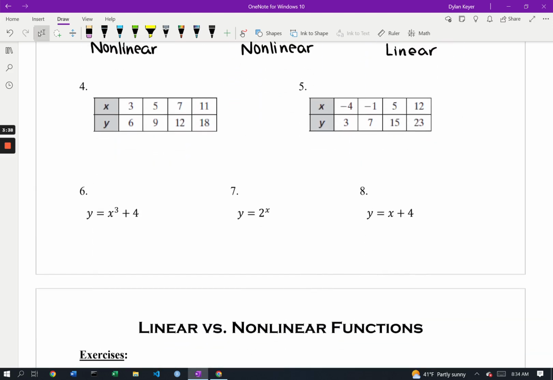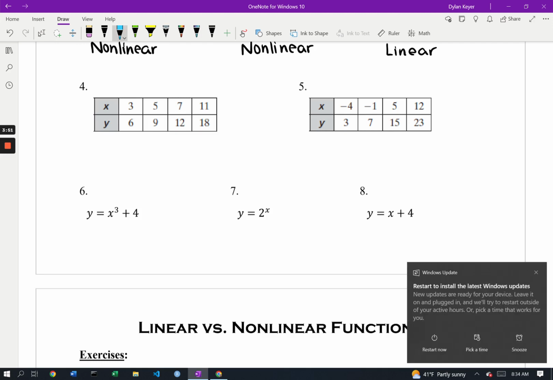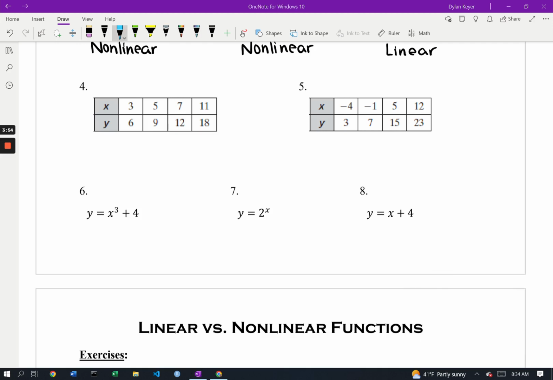For examples 4 and 5, we have a table, so we need to find the change in the y values and compare it to the change in the x values. So what we're going to do is go through and identify how these have changed. From 3 to 5, we went up by 2. From 5 to 7, we went up by 2. And from 7 to 11, we went up by 4. From 6 to 9, we went up by 3. 9 to 12, we went up by 3. And 12 to 18, we went up by 6.